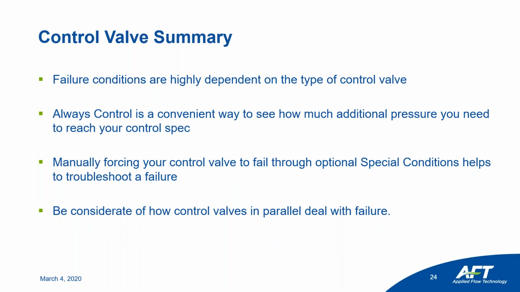You can manually force your valve open. That's a good way to check if your set point is reasonable, especially in the sense of flow control valves. If it's all the way open and you're seeing 50 gallons per minute and your set point's 100, clearly that control valve can't do anything to help. And then also try to be considerate of how control valves in parallel are dealing with failure. And that's why it's good to create different scenarios, play around with it, see how always control impacts your scenario. So that wraps up the control valve segment.